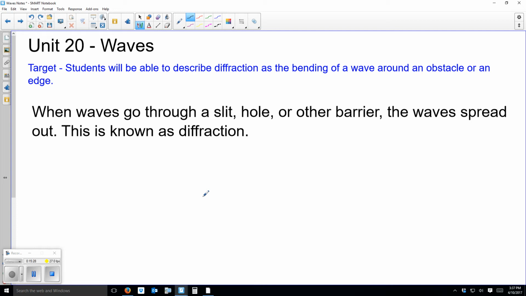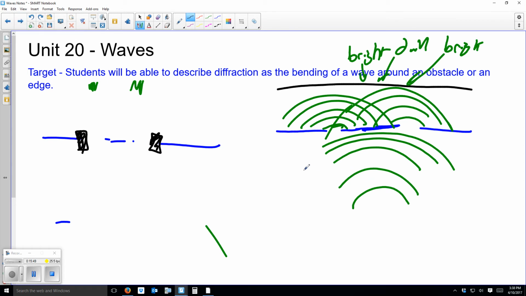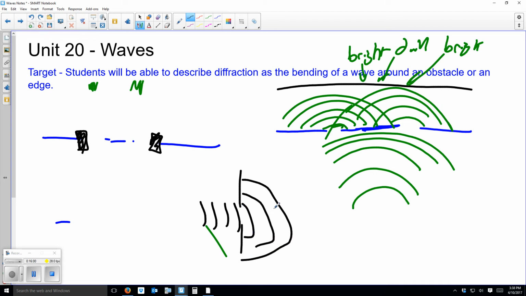And the last one is if we go through a slit, hole, or other sort of barrier, we get what's called diffraction. A couple main points about diffraction. Number one, this is what allows you to hear around corners. As light goes through a hole, the hole becomes a new source of the wave. So instead of just going through as a thin bit, you actually get a full wave coming out.